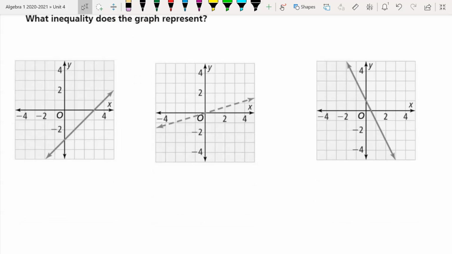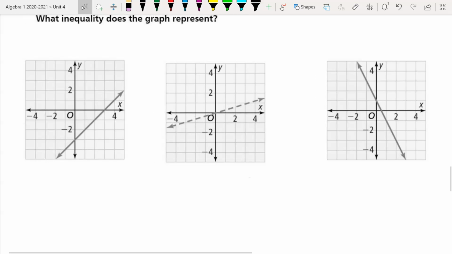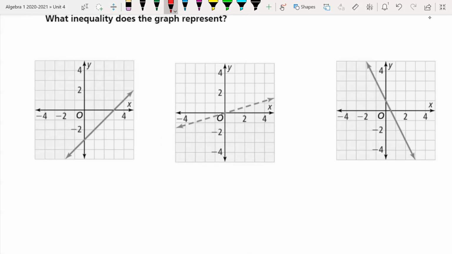What inequality does the graph represent? So we should be able to write equations based off of what we see. So what are the two things that we need? Well, we need the y-intercept and we need the slope. In this case, our y-intercept is -3, and our slope, I go up 1, right 1, up 1, right 1, up 1, right 1, is 1/1.